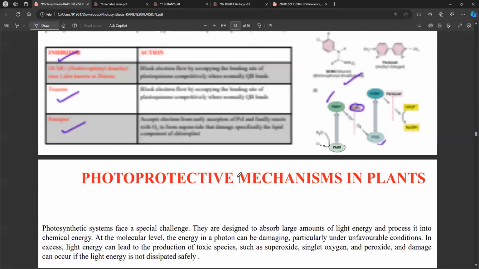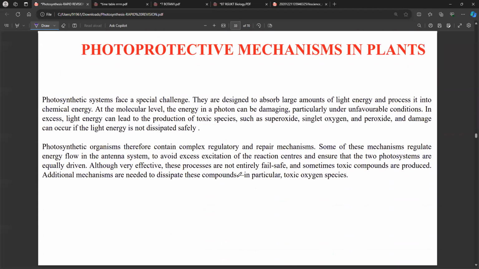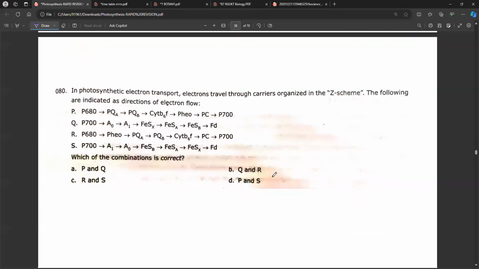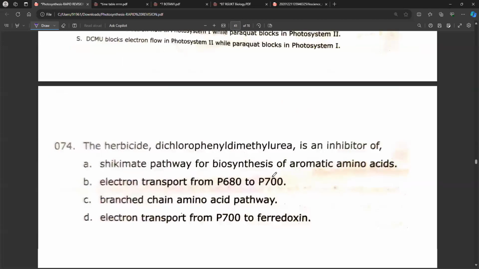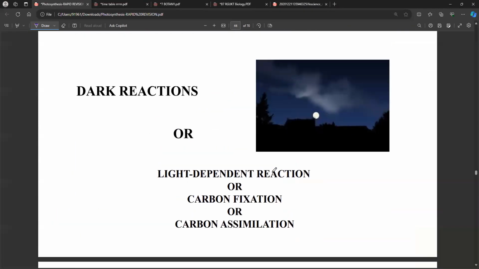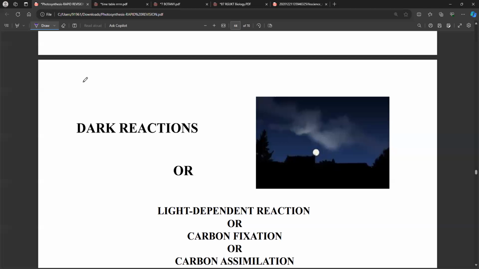Okay, we will look into the dark reactions. Then we will come to the photoprotective reactions. We will focus on the dark reactions first, because it is more important for the exam. Okay, now listen. Right now, what we studied is the light reaction. What is the ultimate goal of light reaction? Production of energy. Okay, successfully the plant produced the energy.